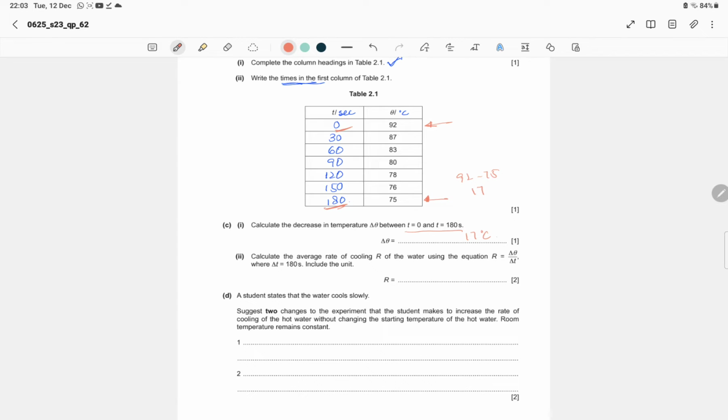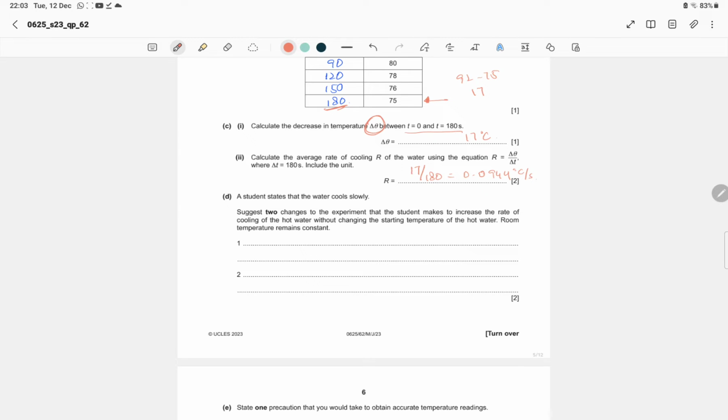Got it? Okay, calculate the average rate of cooling R of the water using the equation delta theta over delta T, where delta T is 180, include the unit. So now what you need to do is, you got the delta theta in your previous question, so that is going to be 70 divided by 180. So it's going to be 0.0944, and the unit will be again degree Celsius per seconds. Don't forget the units.